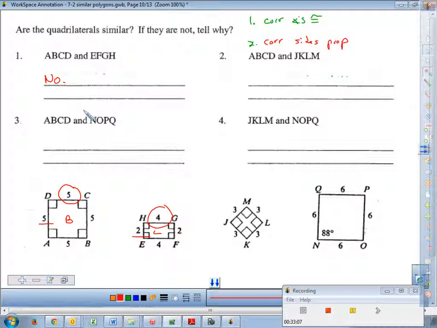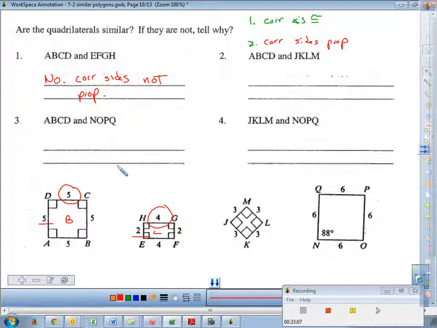No. And now they say, if you'd say no, tell me why. There's two rules which will get violated. Corresponding sides. And then what was going on in here? They were not proportional. You can abbreviate. Corresponding sides are not proportional. You understand what to do on those problems.